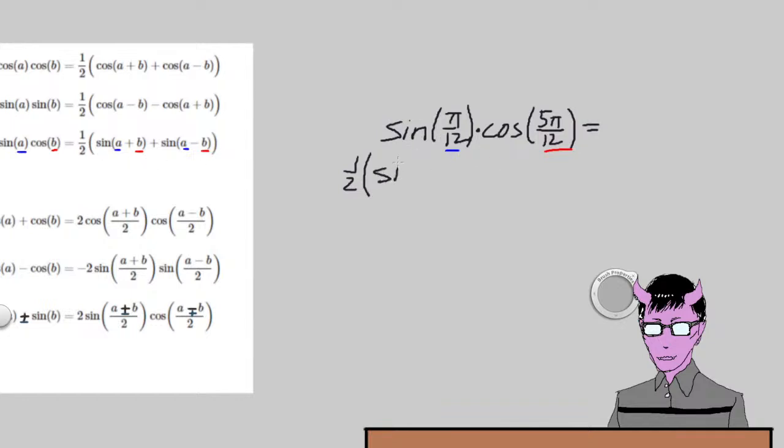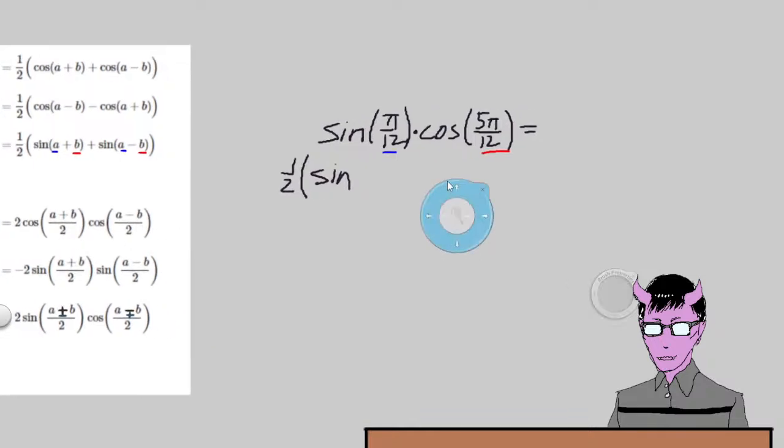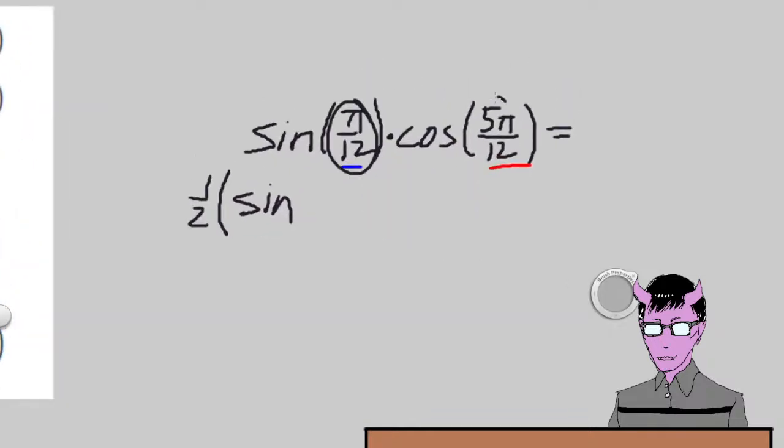So sine of. And thankfully the numbers are already nice. This is denominator 12 and denominator 12. So 1 plus 5 is going to give us 6. So if you wish, you could just go ahead and simplify that one right away. That's just pi over 2.